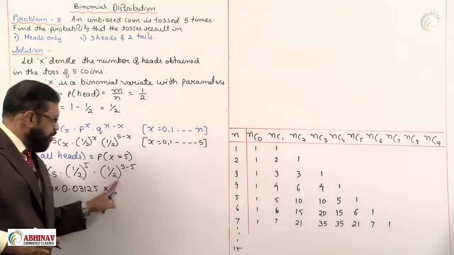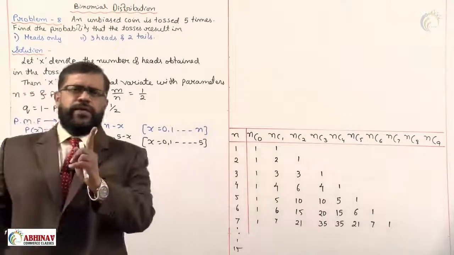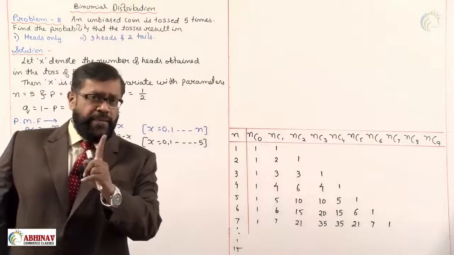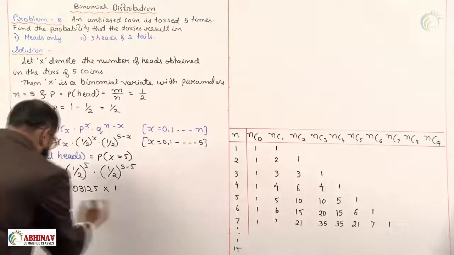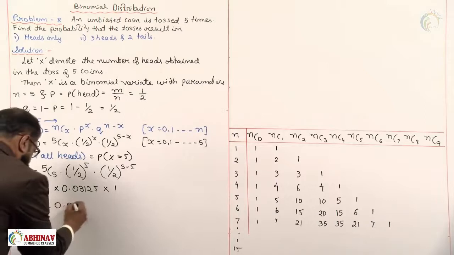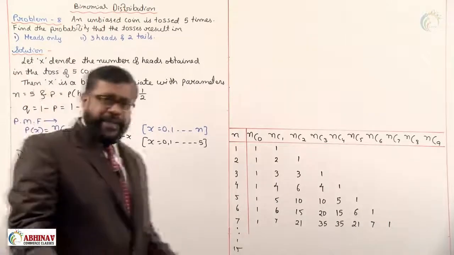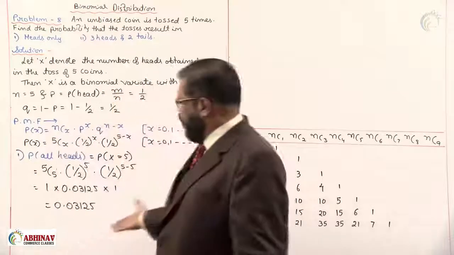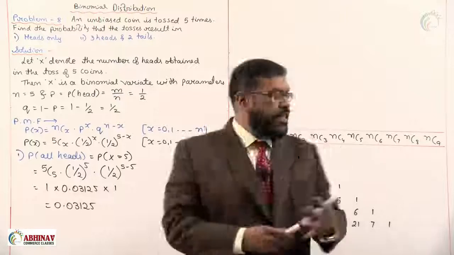Again 1 by 2 is 0.5. 5 minus 5 is 0. Any number raised to 0 is always 1, not 0. Any number raised to 0, as per the laws of indices, is always 1. So when you multiply this, the answer we get is 0.03125. That means the probability of getting all heads is very low. That's all. Let's see number 2.